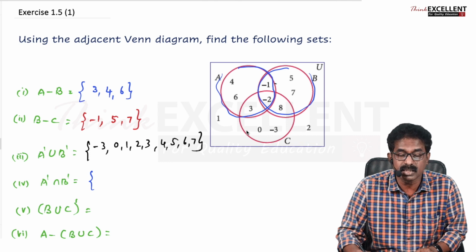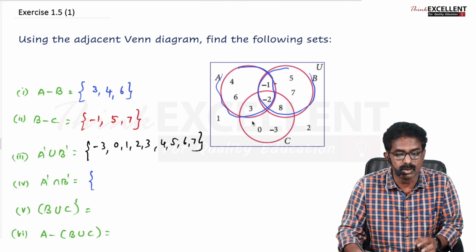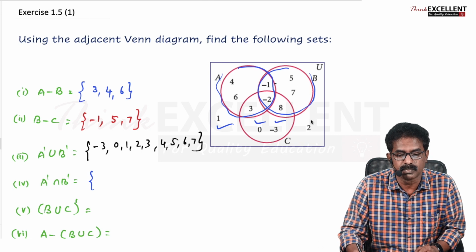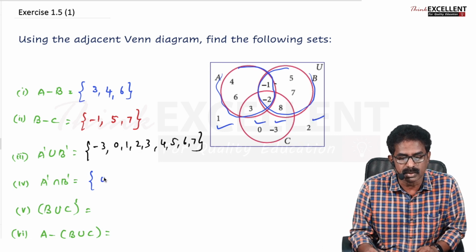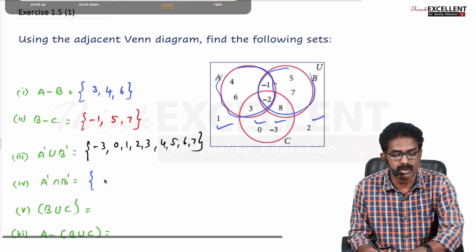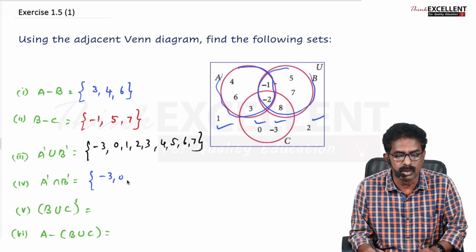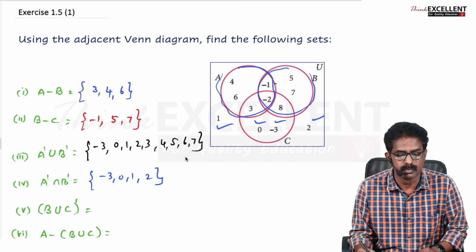So the intersection means common, right? So you will get only these numbers. Which numbers you will get? If you want to write the negative term first: -3, 0, 1, 2.